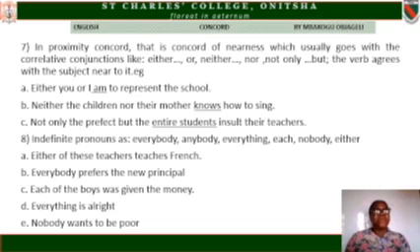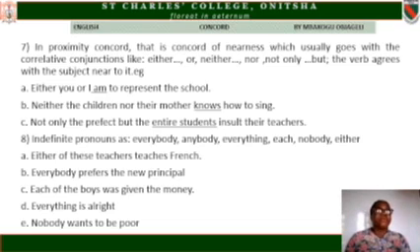Another example: neither the children nor their mother. Here now, the noun that is close to the verb is mother and not children. And because of that, the verb has to agree with that noun that is close to it. Mother is in the singular, the verb has to be in the singular. And that is why you say, neither the children nor their mother knows how to sing and not know.